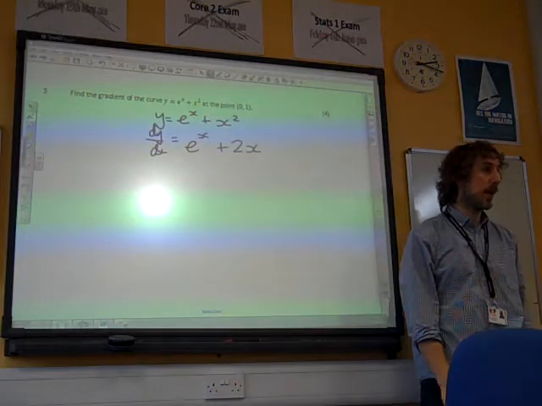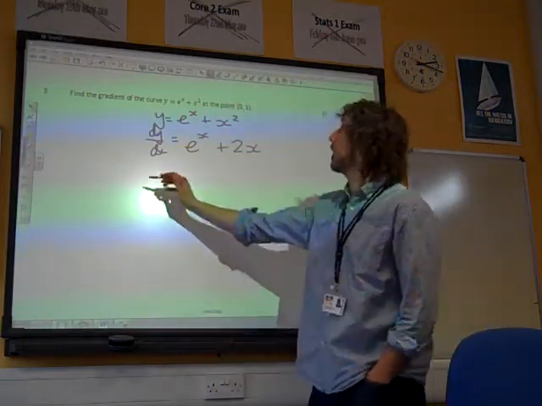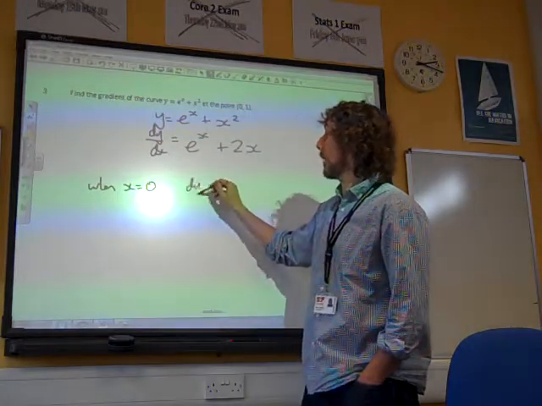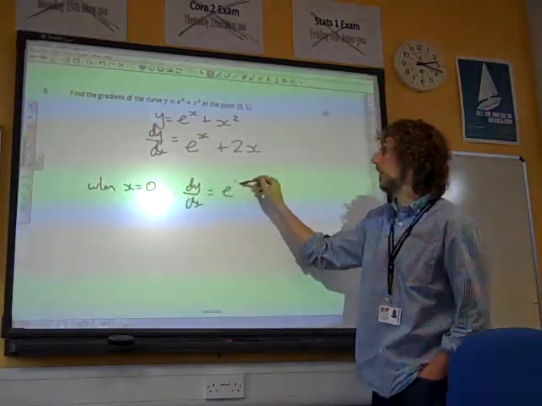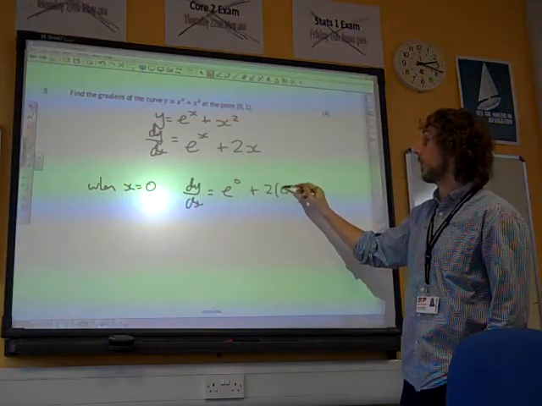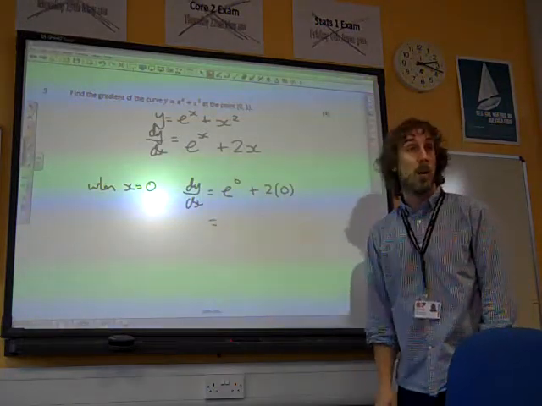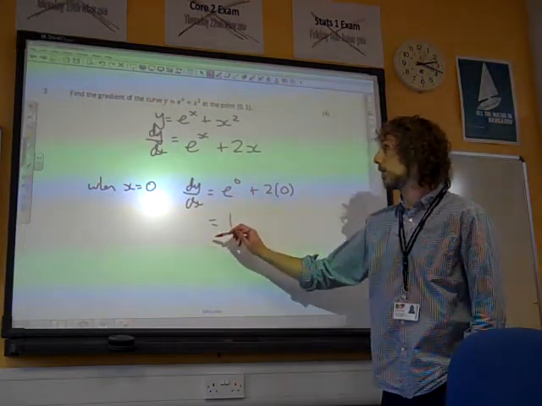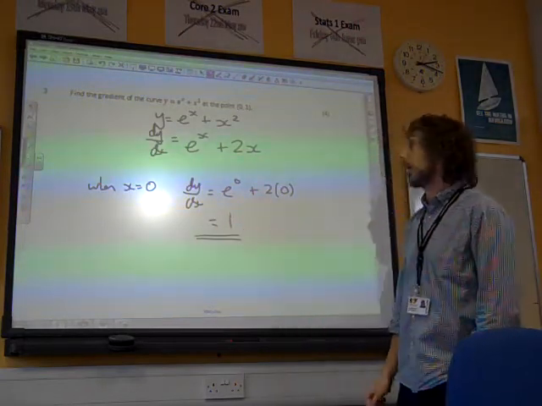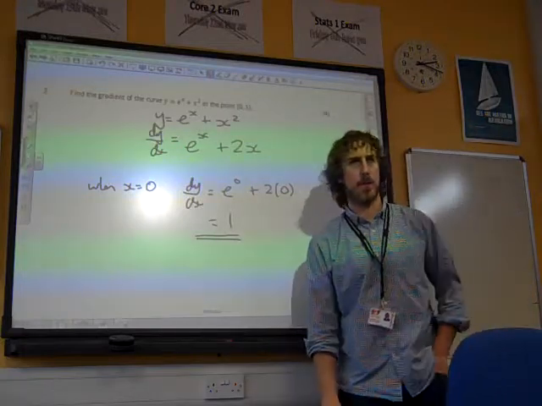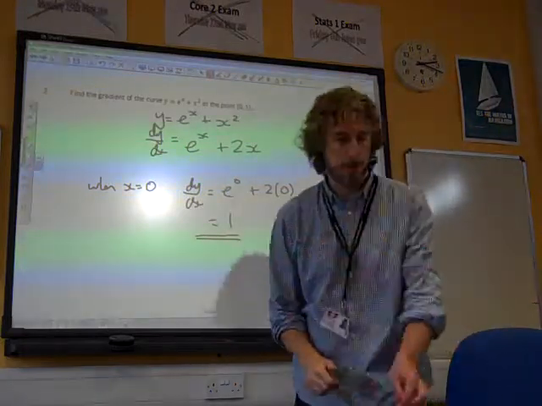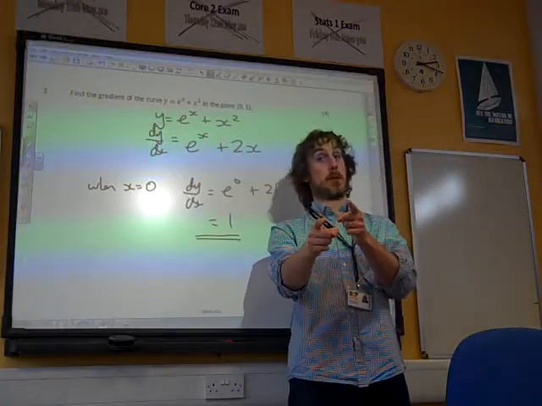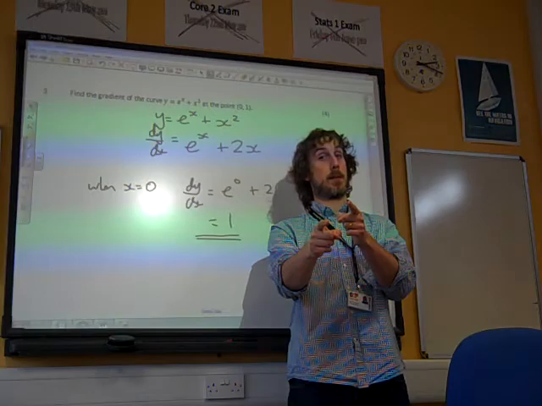We're asked for the value of the gradient at the point (0, 1). So when x equals 0, dy by dx is e to the 0 plus 2 times 0. What did we get? 1. There we go, that was a simple 4 marks at the end, wasn't it? Great work. And that's maths.